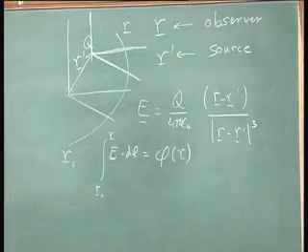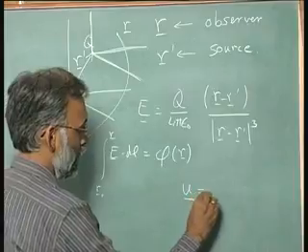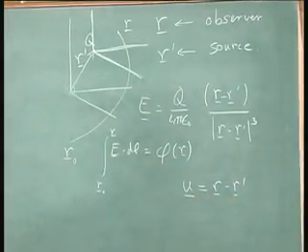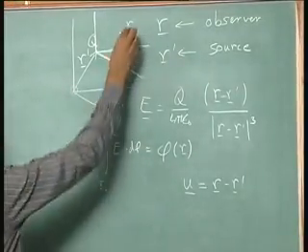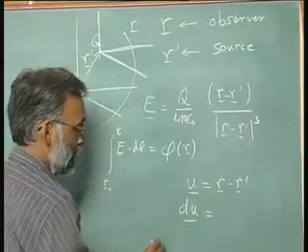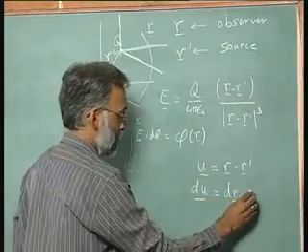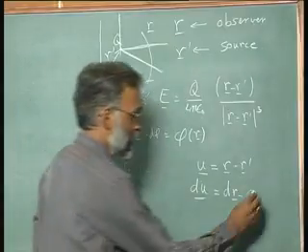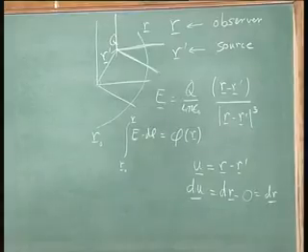What we do is we say, let us consider a new variable called u, which is equal to r minus r prime. Now, as we move on this curve, what is changing is r. So, I will do a change of variables, du is dr minus 0, because r prime remained constant. So, du equals dr. So, what is that saying?